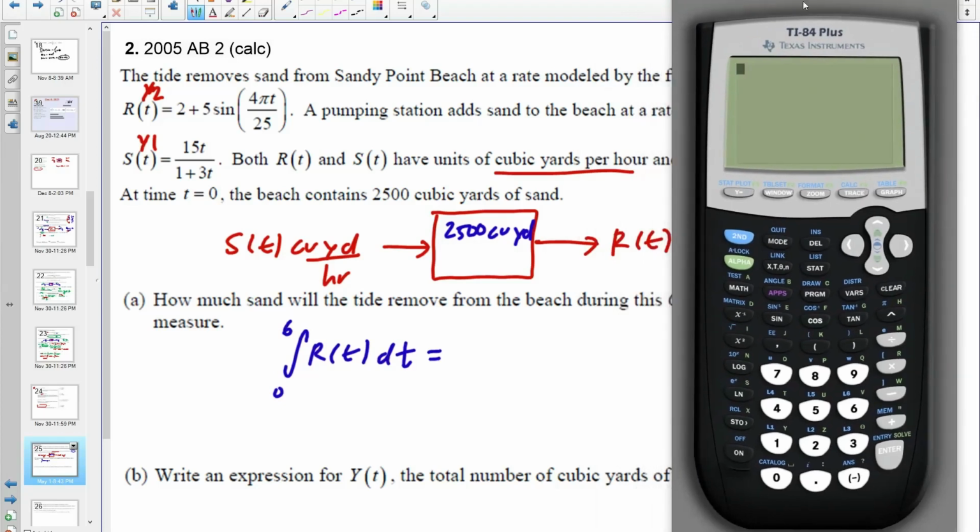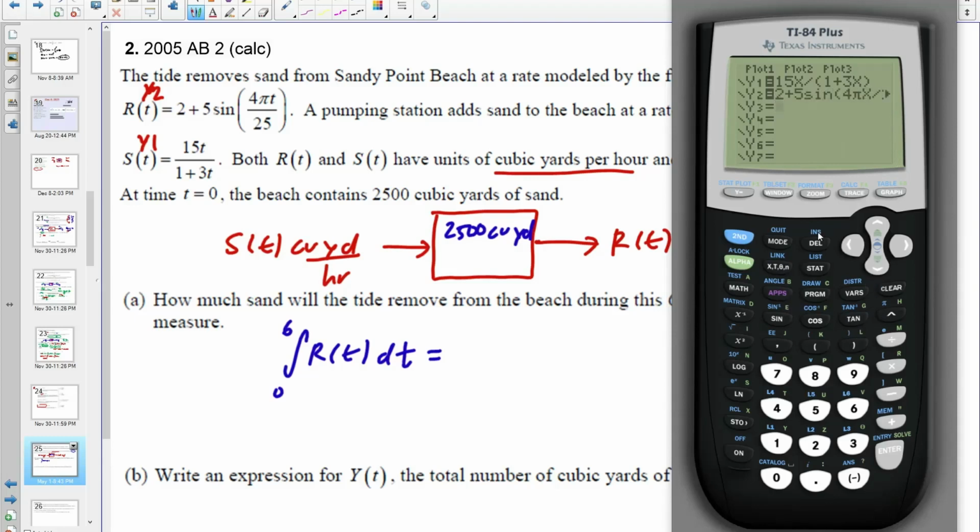And what I want to do is reset my calculator. And I'm going to put in my new y1s and y2s. So I'm going to be careful, I'm making the second one my y1 because that's my input rate. So this will be 15x divided by 1 plus 3x. So 1 plus 3x. All right, and then y2 is going to be 2 plus 5 sine of 4 pi x divided by 25. Okay, so there's my y2.